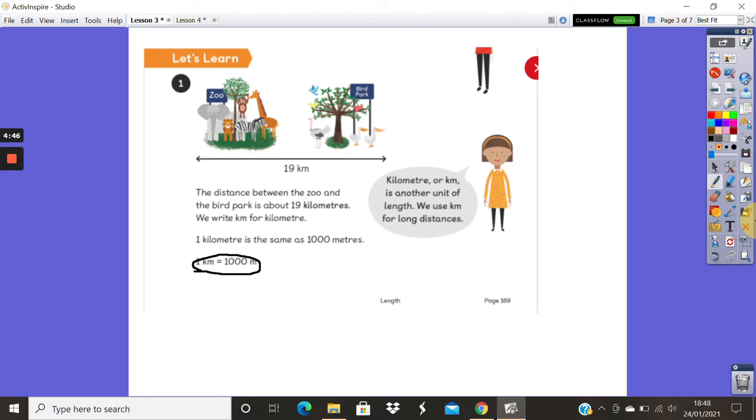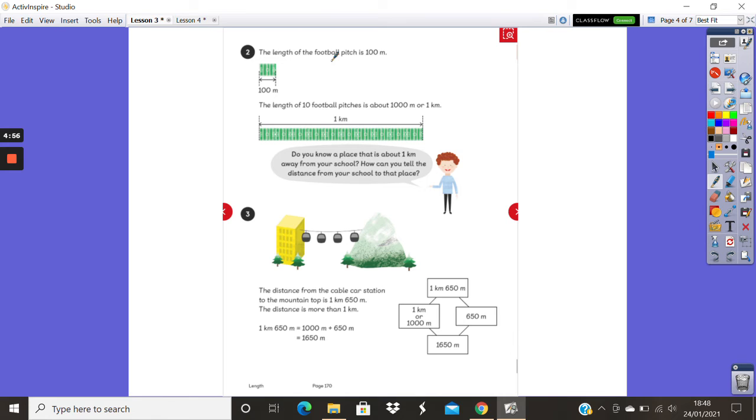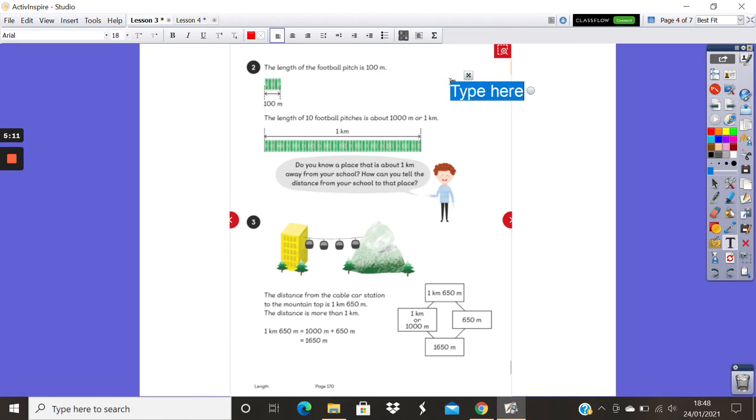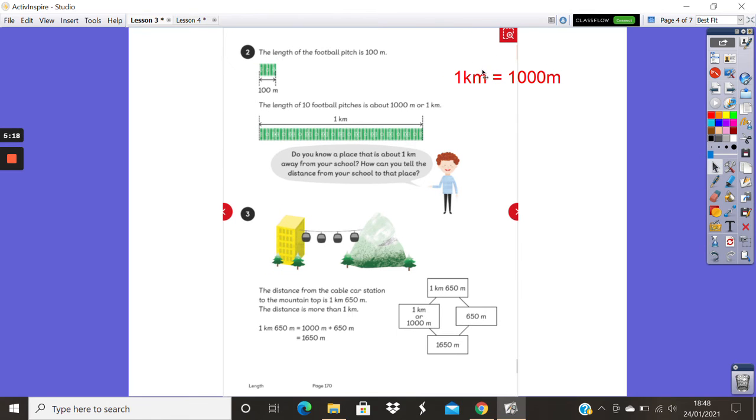Kilometre or km is another unit of length. We use kilometres for long distances, but we can still convert this into metres. So the length of a football pitch is 100 metres. The length of 10 football pitches is about 1,000 metres, which would be the same as 1 kilometre, because we know in 1 kilometre, 1 kilometre equals 1,000 metres. Okay, we need to remember that to help us with our work in our workbook.